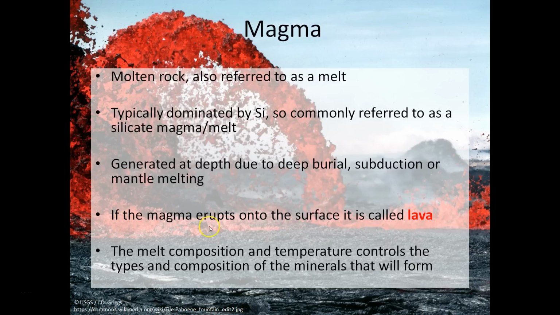So if a magma erupts onto the surface of the Earth, it's referred to as lava, a term which I'm sure you're familiar with. And as I'm also sure you're familiar with from physical geology, the melt composition, the chemistry of the melt, and the temperature of the melt controls the types and composition of the minerals that will form.